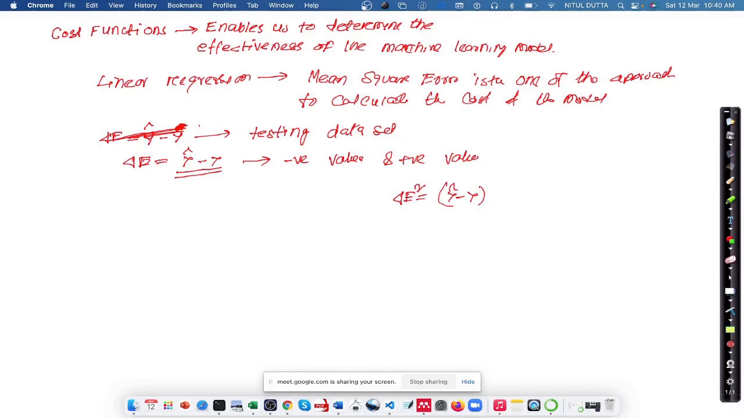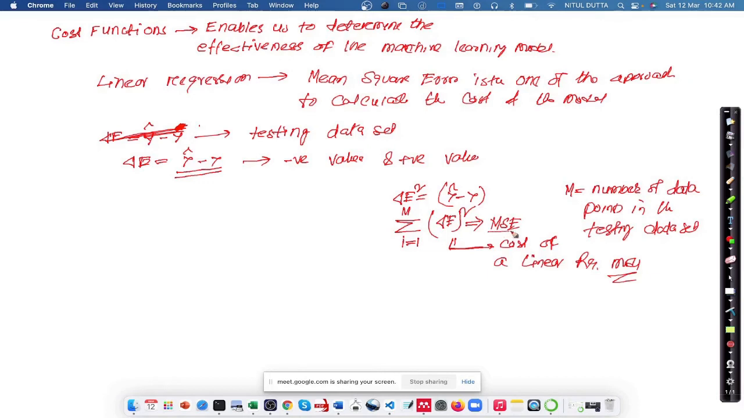Then we sum up for all the testing data points, i equals 1 till, say, m, where m is the number of data points in the testing data set. And we compute the sum of all this error square.